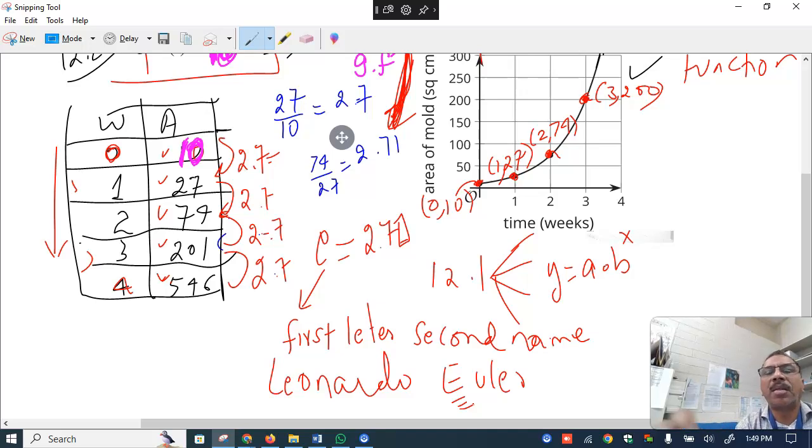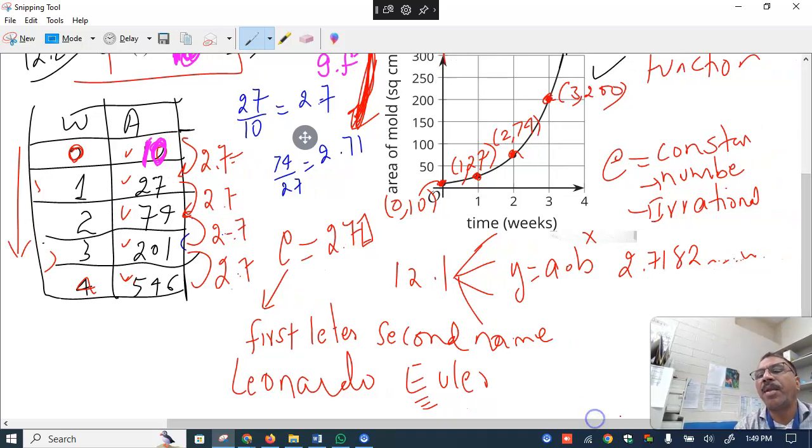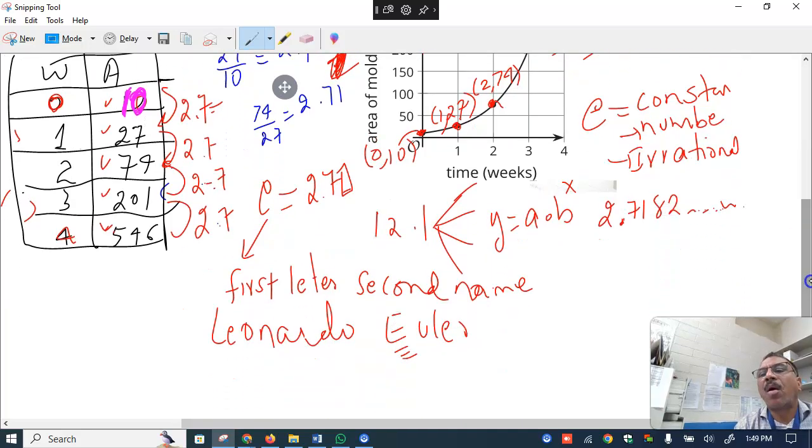So they say, okay, that e is just a number, but it is a constant. It is a number. It is also an irrational number because in decimal form it is 2.7182, and it goes on. It does not have a pattern. It's just random numbers without stopping, endless numbers, non-repeating and non-terminating. So this is an irrational number.